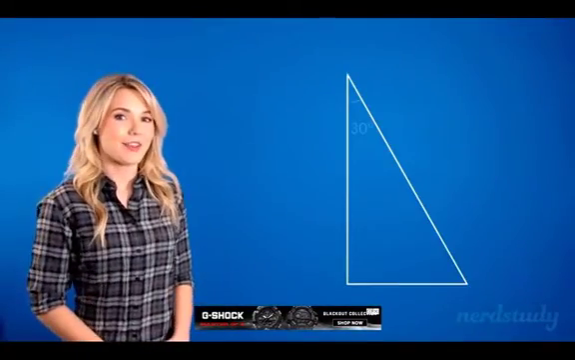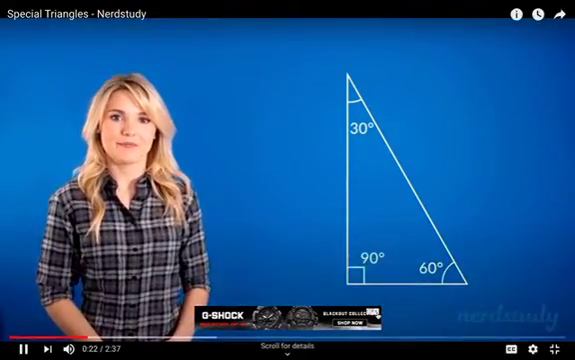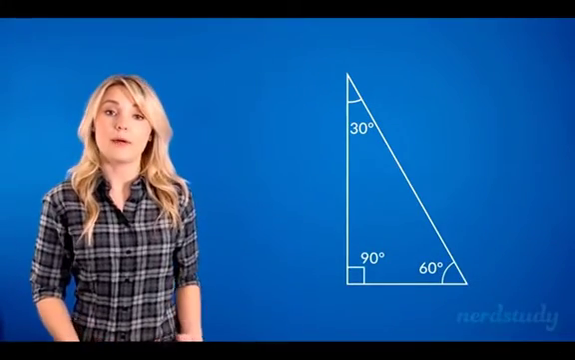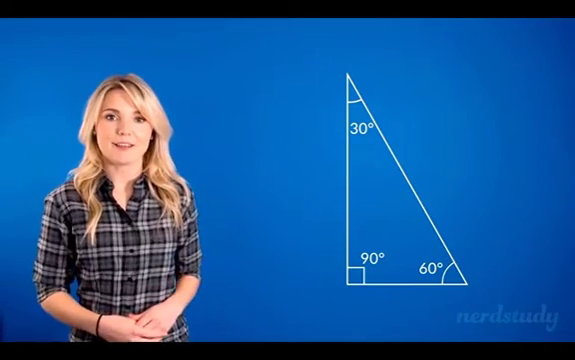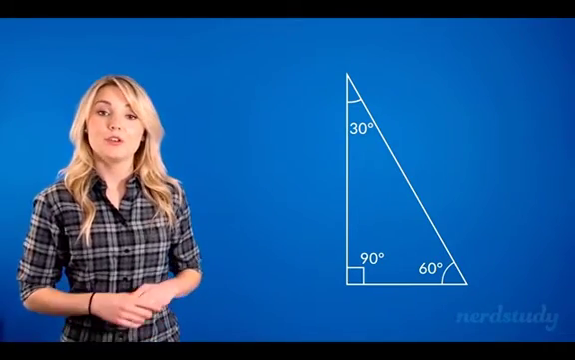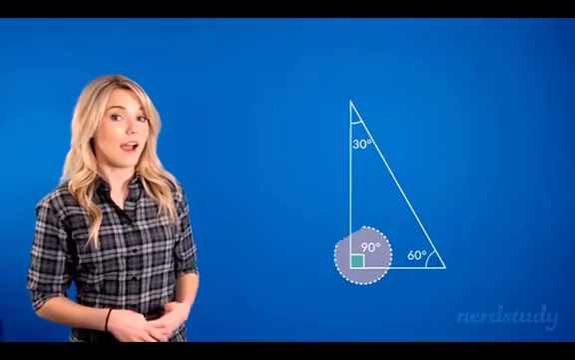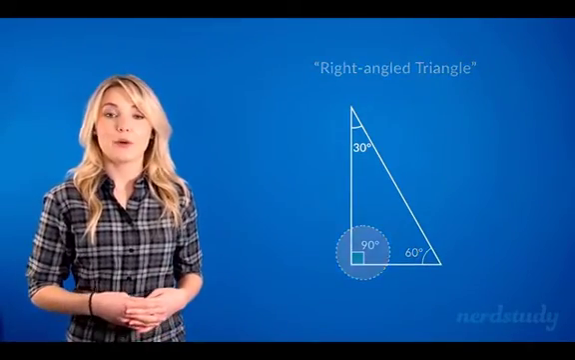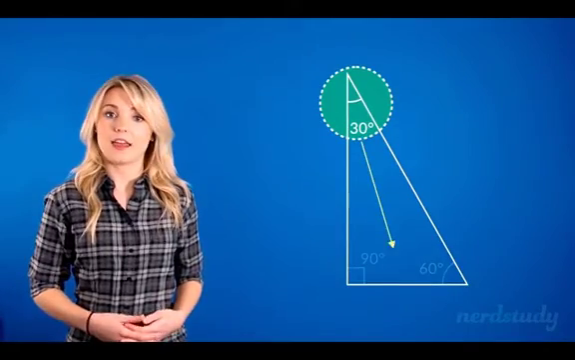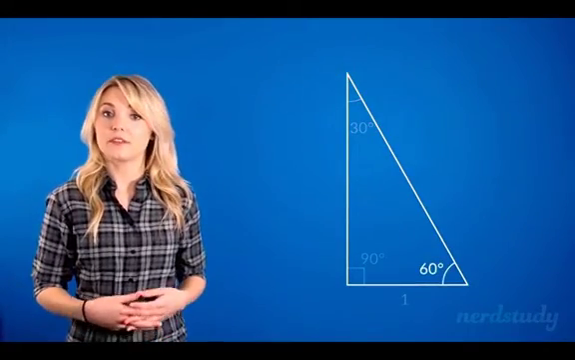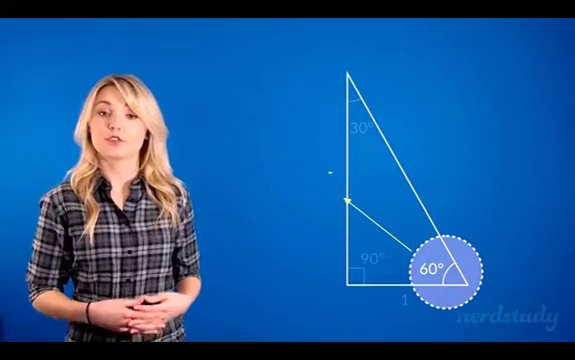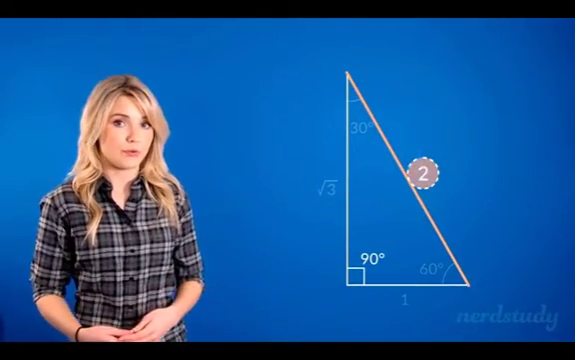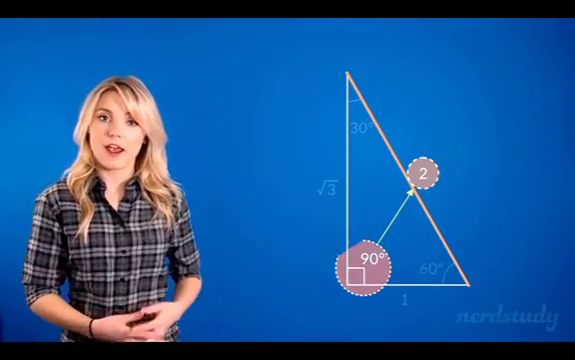So here is the 30, 60, 90 triangle. The 30, 60, 90 triangle is seen over and over again throughout many years of math, so it's definitely something worth memorizing. Note that since one of the angles is a 90-degree angle, this is indeed a right-angled triangle. Now across from the 30-degree angle is a length of 1. Across from the 60-degree angle is a length of square root of 3. And finally, the hypotenuse has a length of 2, which is across from the 90-degree angle.